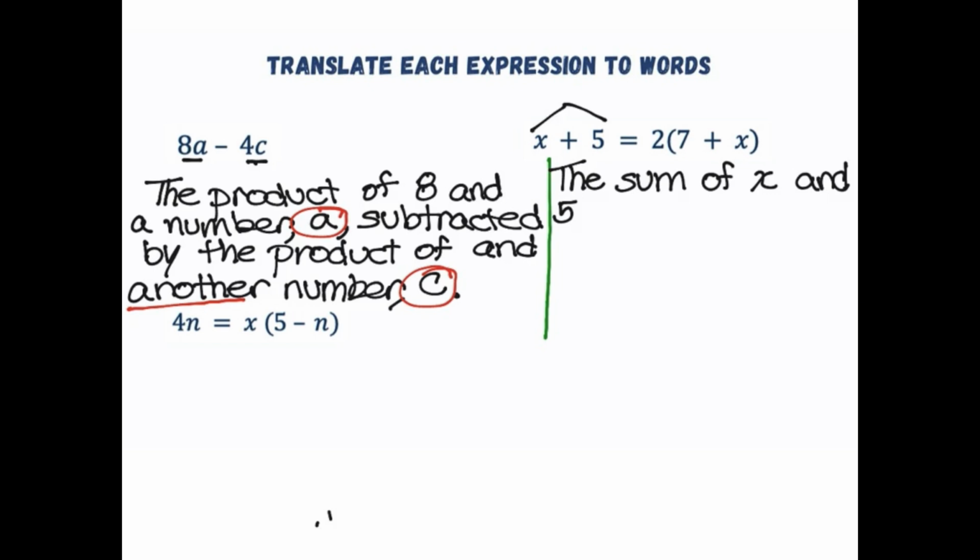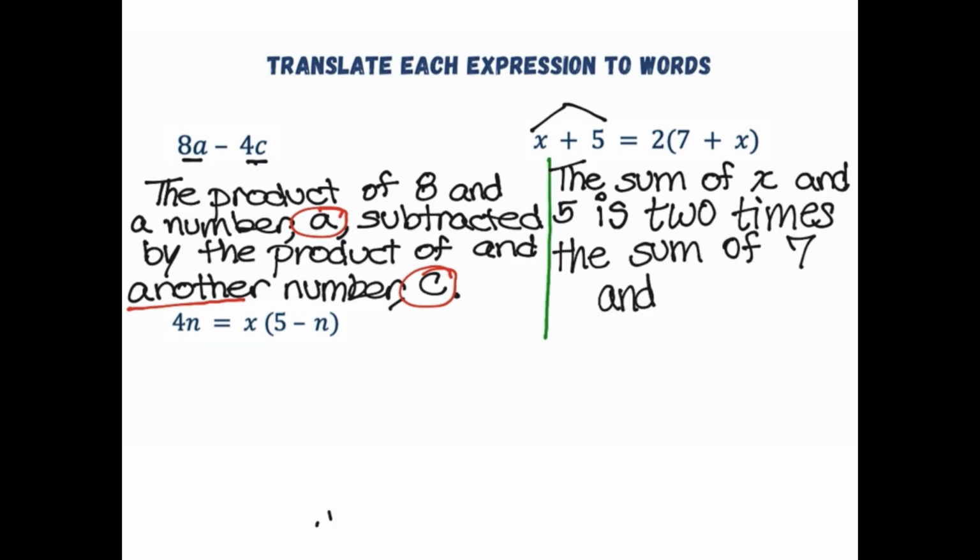So the sum of x and 5 is 2 times the sum of 7 and x. Now, if I were to translate this back, the sum of x and 5, so that's first, and that would be x plus 5, is where our equals sign belongs. And then 2 times the sum of, this is the key word that tells me that these two pieces need to be in parentheses. Alrighty, let's do one more on this slide.